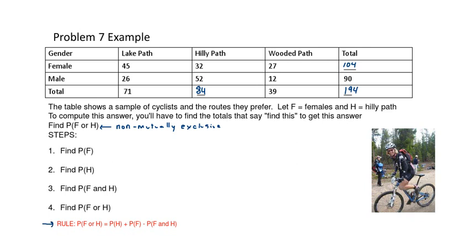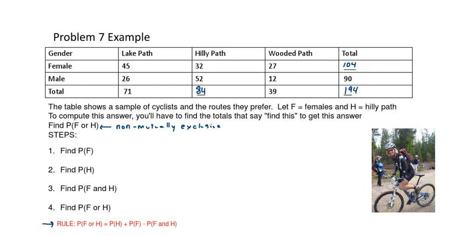Well, we're going to go through the set of steps right here. And we're going to employ the rule shown at the bottom right here. That is, if we want to find the probability that a biker was female or preferred the hilly path, we're going to add the two probabilities that the biker was female and that the biker preferred the hilly path, but we have to subtract from that the probability that the biker was both female and went on the hilly path, so we don't have an overlap of that count.